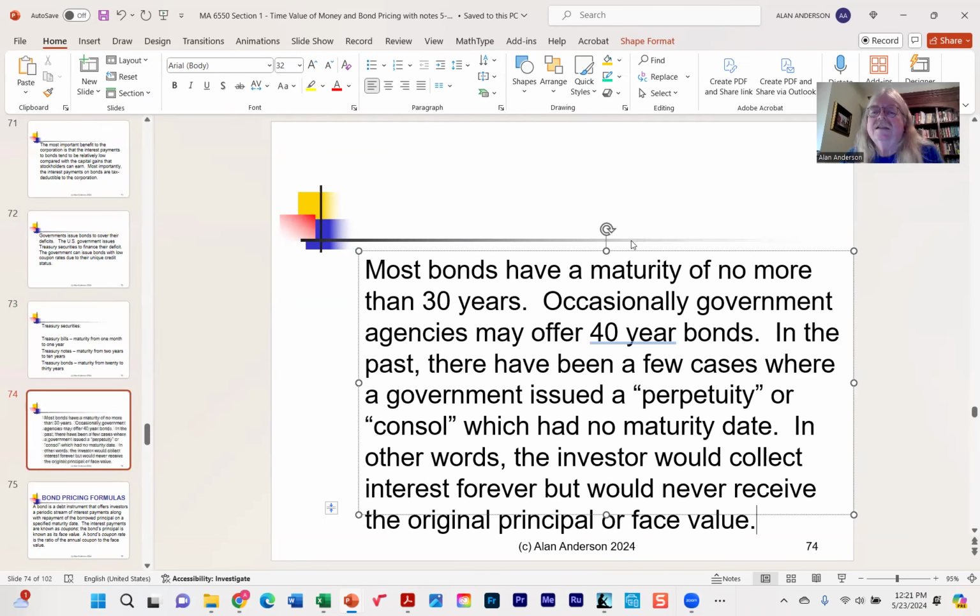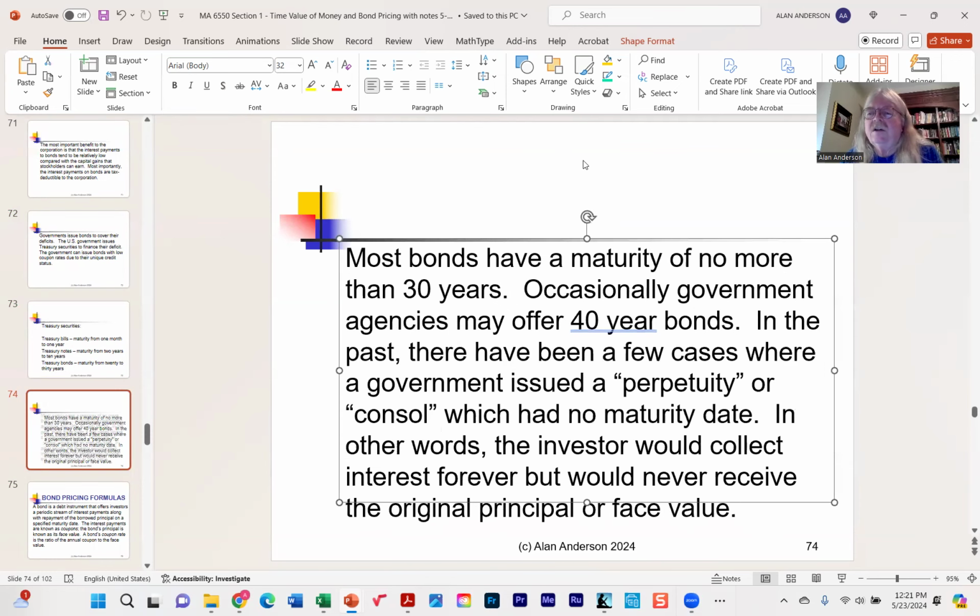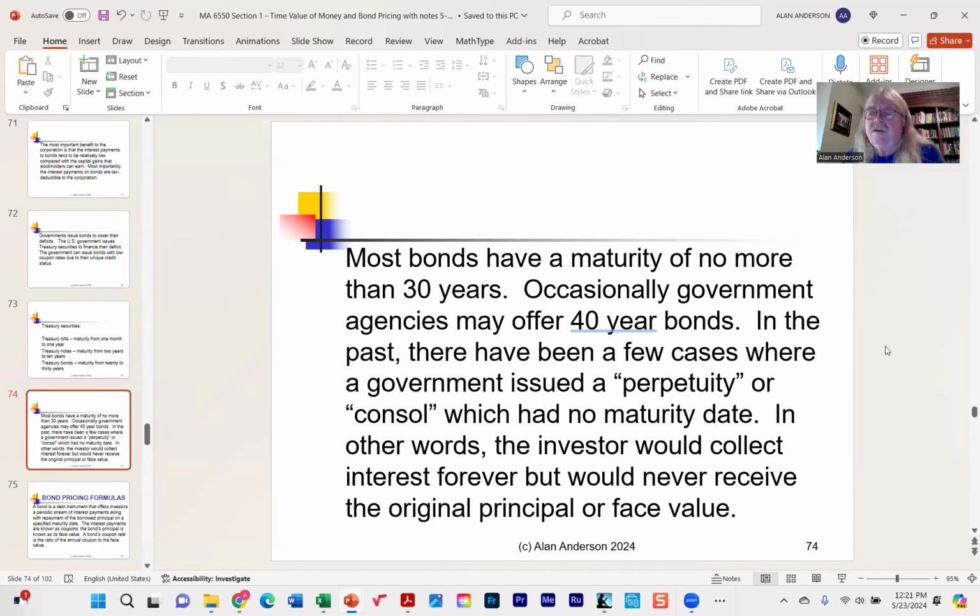So that's happened during the Napoleonic Wars. The British government issued these consols. The idea was they didn't know if they were going to win, so they needed to borrow money. It seemed like a great idea at the time. So what happened with those consols, by the way, is eventually the British government bought them back from the investors. So there are no more outstanding consols, but they have been issued throughout history.